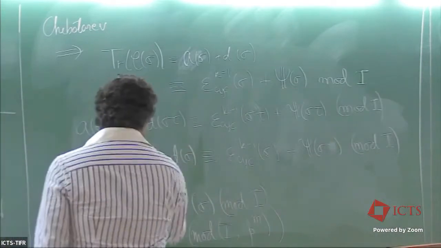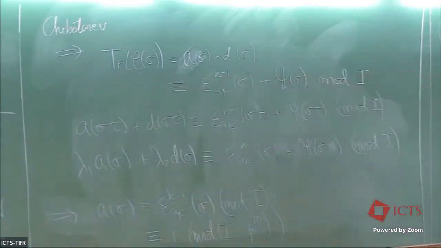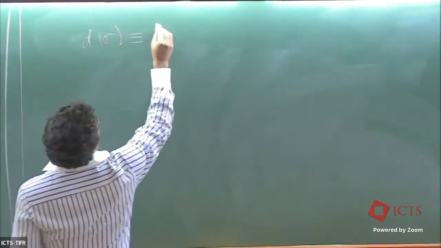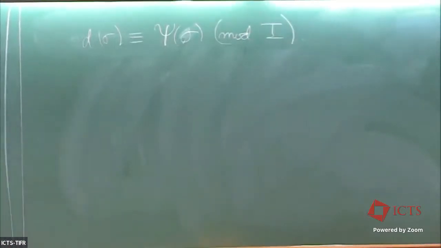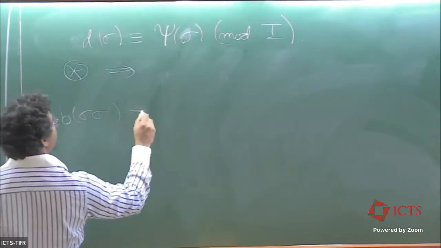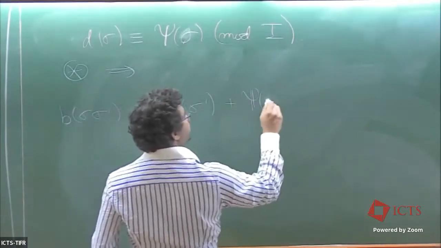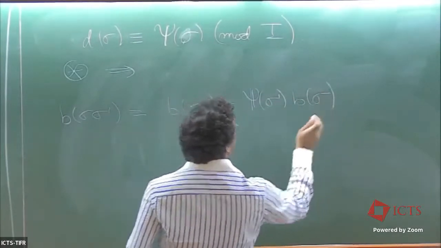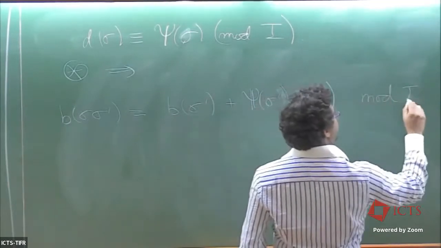So this equation and this equation imply that A actually lies inside T, and it's congruent to 1 modulo I and P to the M. And D sigma is congruent to psi of sigma modulo I. Now taking this thing, star gives that B of sigma sigma prime is congruent to B of sigma prime plus psi of sigma prime B of sigma, modulo I and some large power of P.